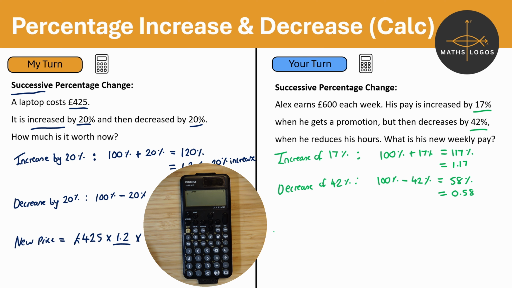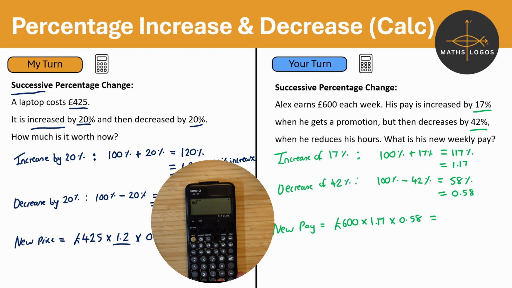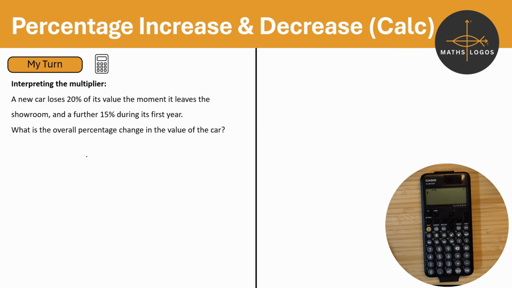To work out his new weekly pay, we're going to take his pay originally, increase it by 17%, and then decrease it by 42% like this. So we'll type in 600 multiplied by 1.17 multiplied by 0.58, which gives you £407.16 per week. So our next example involves interpreting the multiplier after we've worked it out.